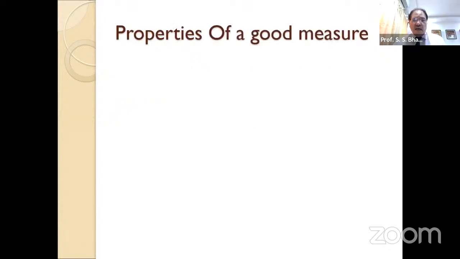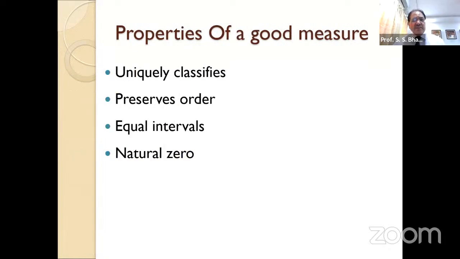Let us see. These are the properties of a good measure, these four, but they will not all be there in all measures.